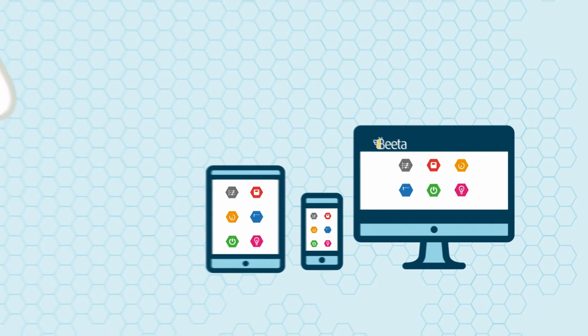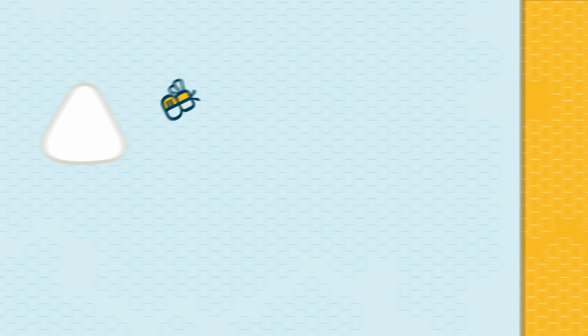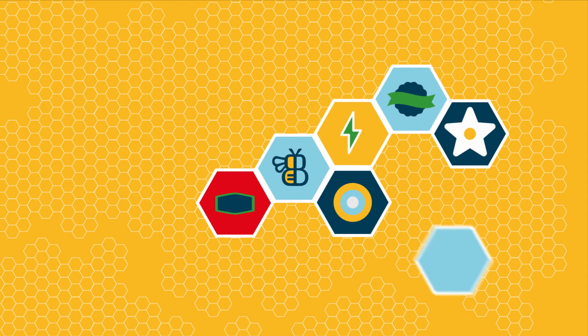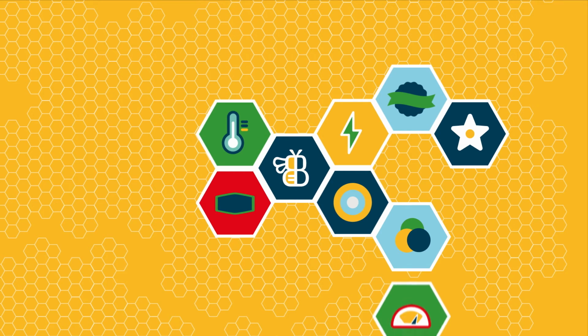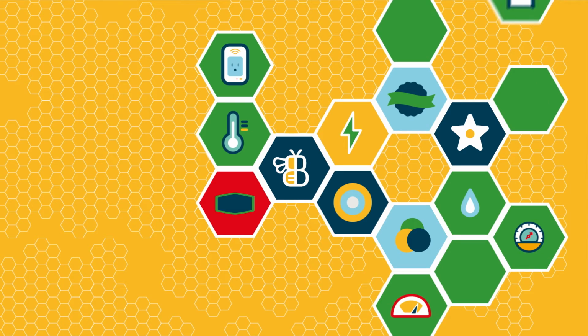In addition to sending alerts to electronic devices, the Beeta system also communicates through a range of multi-sensory feedback transmitted by the gateway itself. The Beeta gateway supports the major IoT protocols, can be updated remotely, and can be integrated with most commercially available sensors and other vendors' devices.